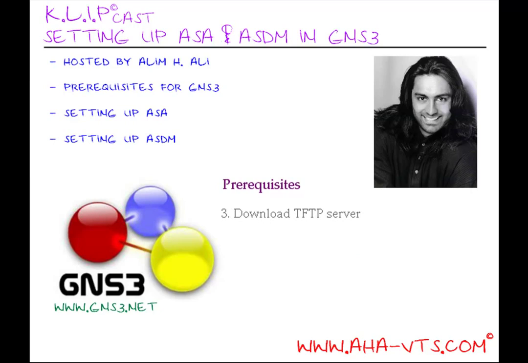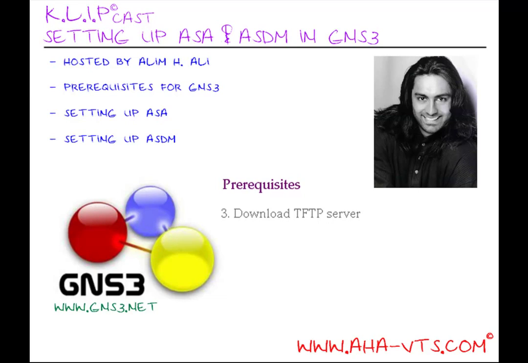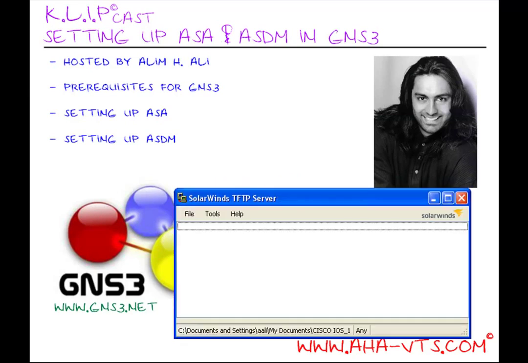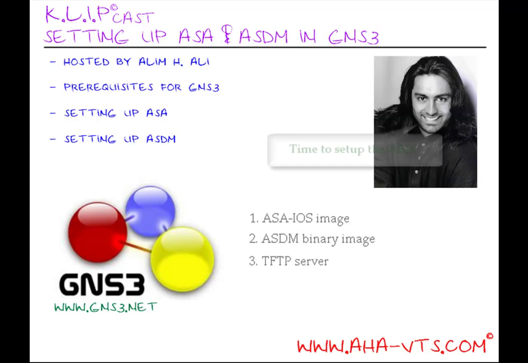Now the one used in this Clipcast and the one I prefer is made by SolarWinds. And let me briefly show you what that one looks like. Here's the TFTP server that we're going to use when we're setting up the ASDM. So we have our iOS, we have our ASDM image, and we have a TFTP server. Let's go ahead and set up the ASA.